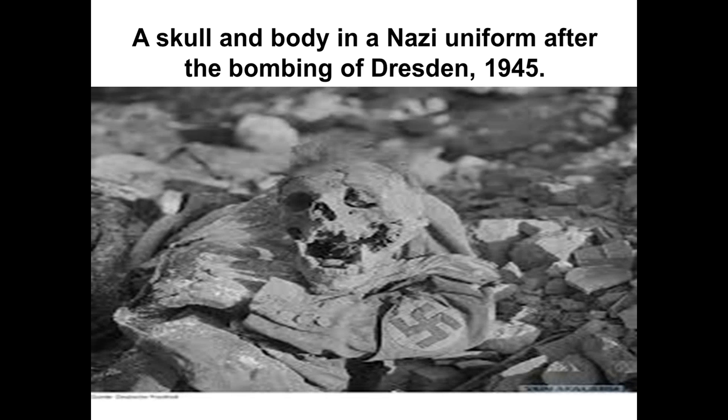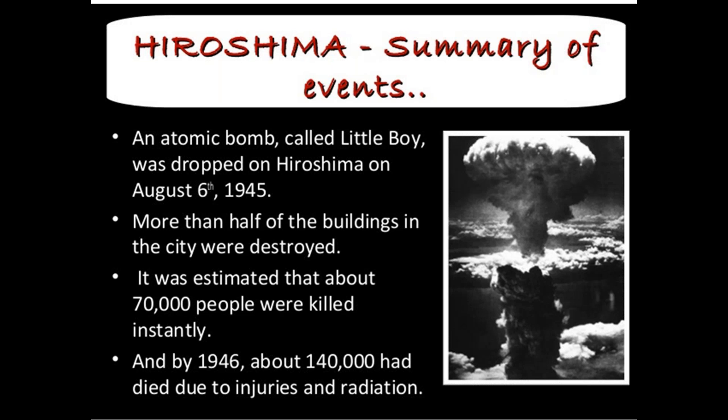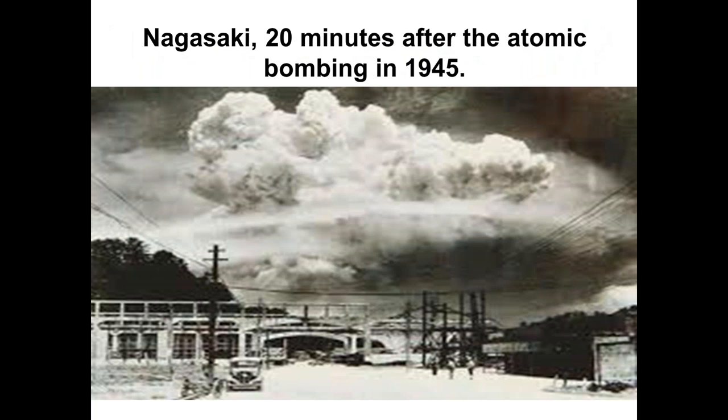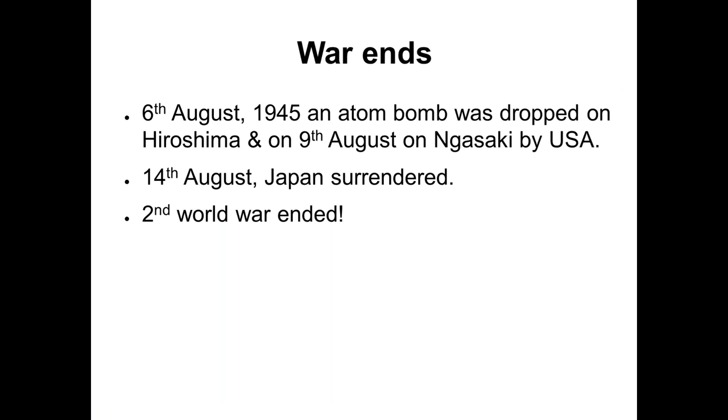Now America drops the atom bomb, Little Boy. Hiroshima 6th of August and Nagasaki 9th of August. Two atom bombs were dropped. They killed a huge number of people. Nagasaki, see what happened. So I'll not talk much about the atomic bomb. You all know what it is and what it can do. War ends. Japan surrenders. Second World War ends.